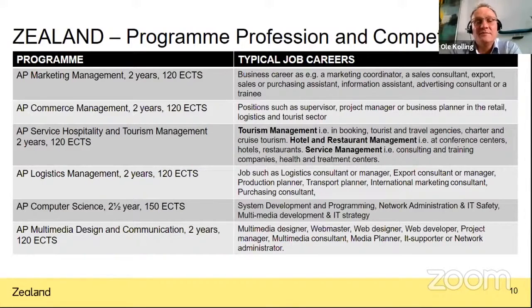Service, hospitality, tourism, well, it almost tells the word itself. It is, of course, focusing on a job within tourism, as for instance in a tourism and travel agency, within cruise tourism, or for instance within general booking. Hotel restaurant management, of course, with a focus towards hotels, a job within hotels and restaurants. Service management would be, for instance, as a consultant, would be within health treatment centers and so on. Logistics.